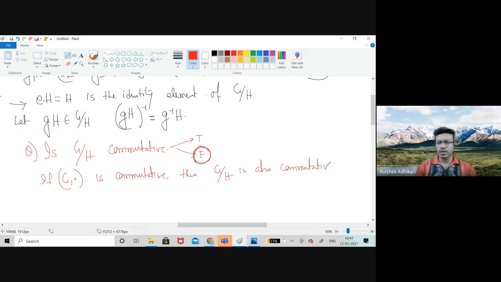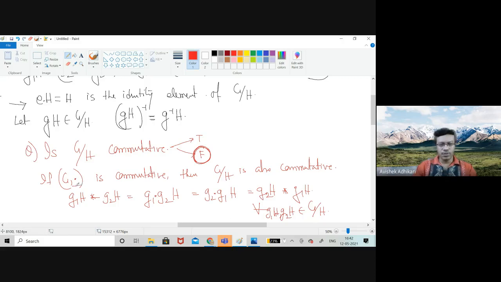I hope you understand the proof, because G1H star G2H equals G1 dot G2H, and since G is commutative you can write it G2 dot G1H, and that in turn gives you G2H star G1H for all G1H, G2H belonging to G quotient H. So what is your conclusion then? The conclusion is, if G is commutative, then G quotient H is commutative.